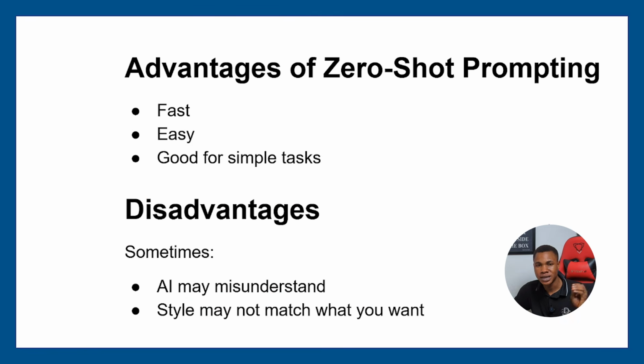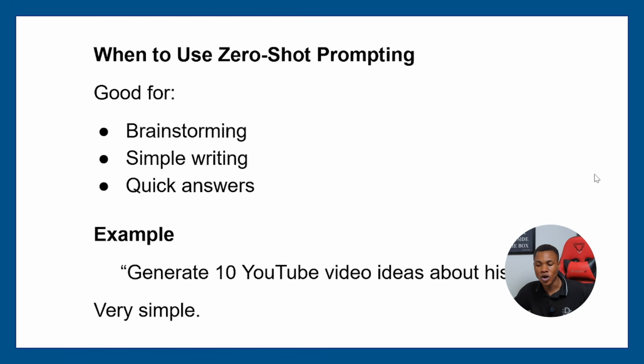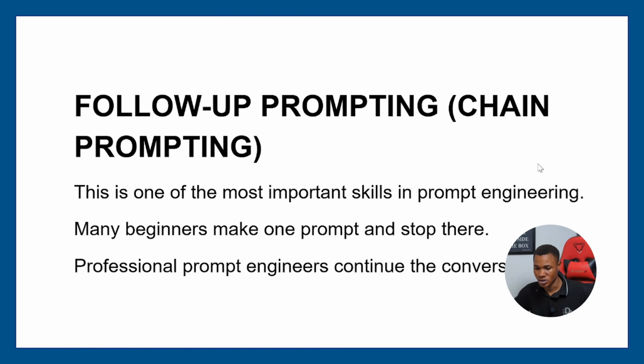It almost looks like simple prompting, right? It's fast and easy. It's almost predictable. I just want you to know about it. You use zero shot prompting when you are brainstorming or doing simple writing. For example, generate 10 YouTube video ideas about history, and it's going to generate those video ideas.